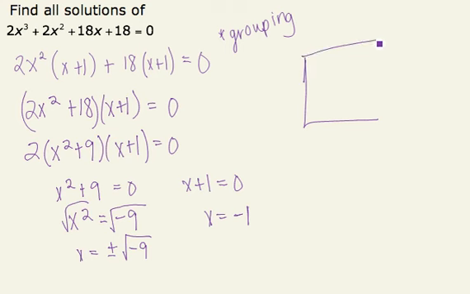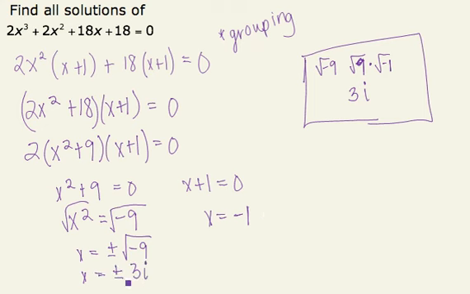Well, a little side note here. The square root of a negative 9 could be written as the square root of a 9 times the square root of a negative 1. Square root of 9 is 3. And the square root of a negative 1 is our imaginary letter i. So therefore I see that x equals plus or minus 3i. So my final roots are x equals a positive 3i, a negative 3i, and negative 1.